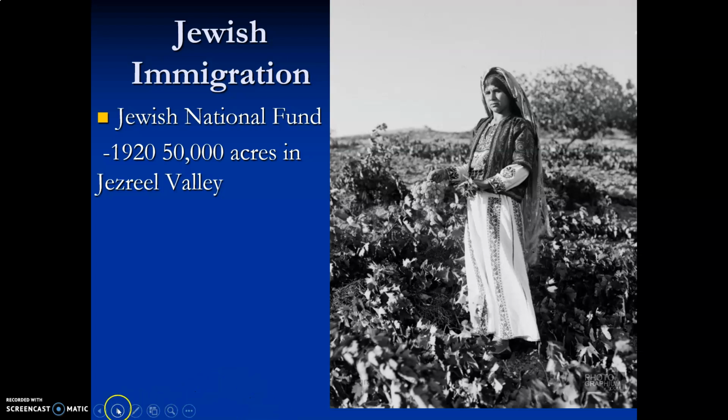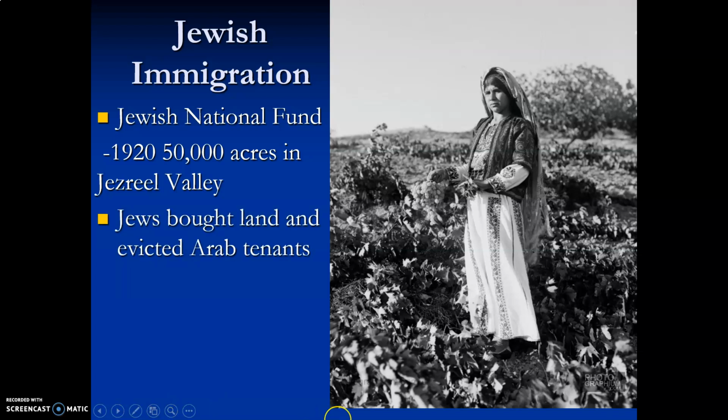Now, who they're buying it from, right? And this is kind of a basic thing that happens. The Jews buy up land over time, and this wasn't all of what was Palestine, but certain parts of it. They buy up land over time, and they evict Arab tenants off this land and replace them with Jewish tenants, okay?